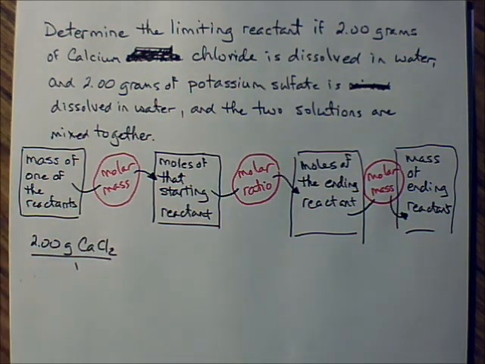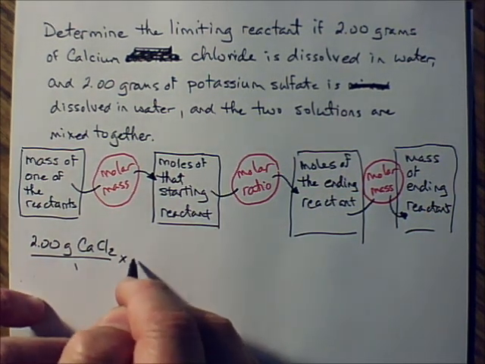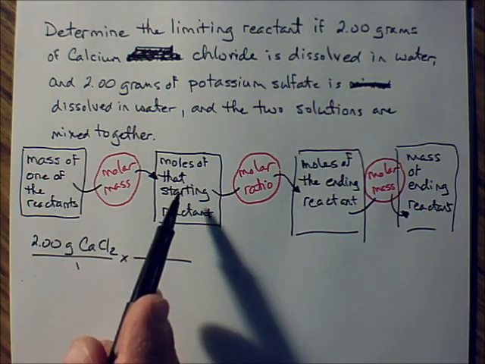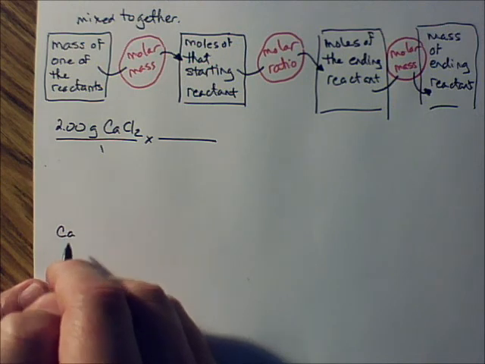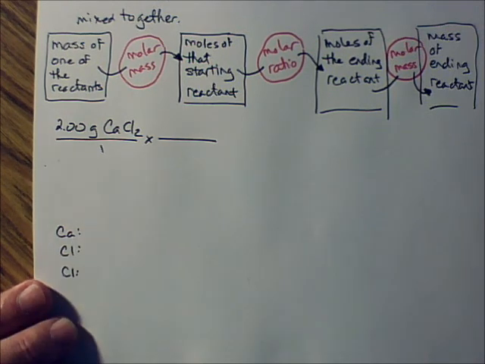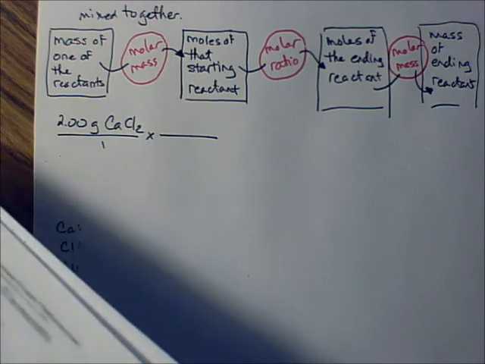Did everybody get the formula for calcium chloride right? Okay? We need to have a molar mass. That's our next step. Right here, we've got to have molar mass to get to moles of that starting reactant. So I need to add up 1 calcium and 2 chlorines. Did everybody add up 1 calcium and 2 chlorines? Yes, sir. So we are getting somewhere. That's good.